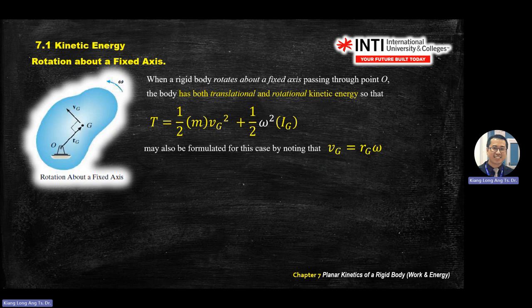Then you can transform this equation, half mV squared, with this V in terms of R and omega. V equals R omega, or omega R. AN equals omega squared R, AT equals alpha R. Is it correct? I always confuse between these two. Yeah, okay. So these are the few equations when you link with the rigid body.